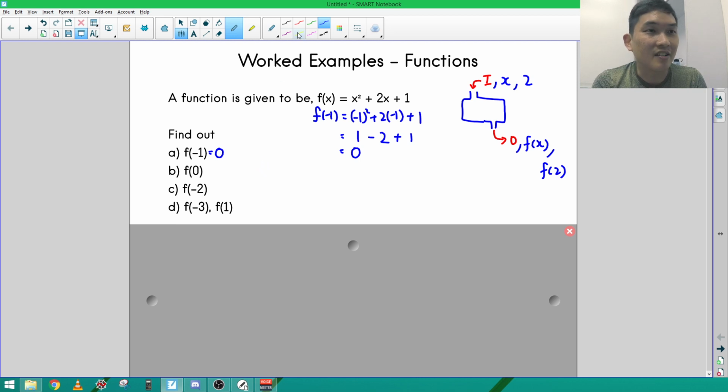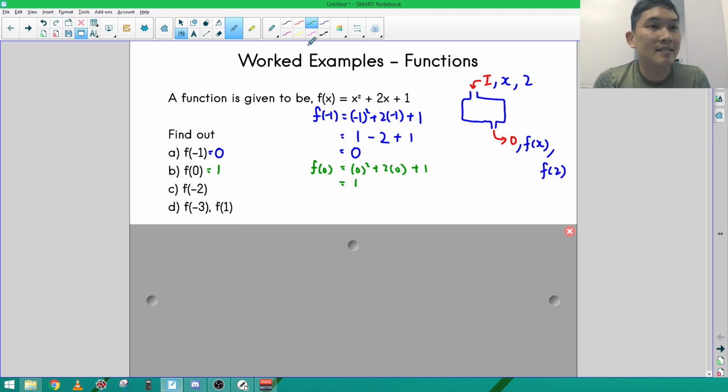Okay, now let's look at part B. Part B, we want to find out what's f of 0. Okay, so we're going to substitute x equals 0, and this is one of the best substitutions you can make. It's really easy because 0 times any number is just going to be 0. So this is going to be 0 squared, 0, 2 times 0, 0, then plus 1. So what is left is only just the plus 1, isn't it? And what you have, f of 0 is equals to 1.